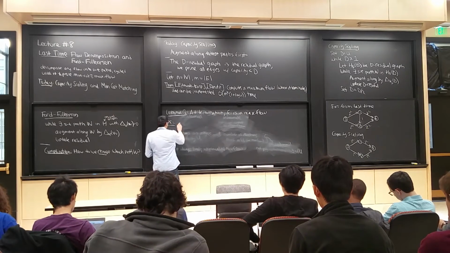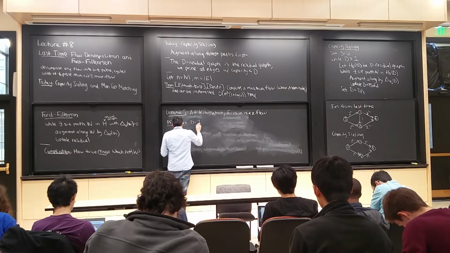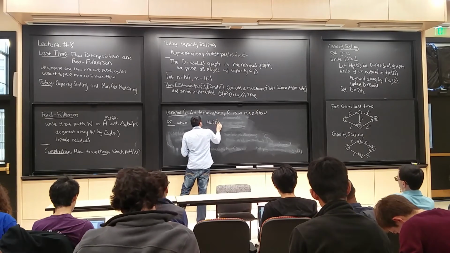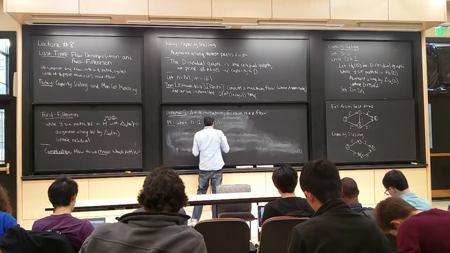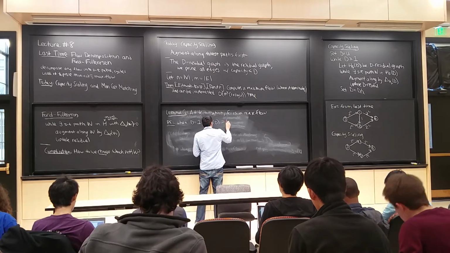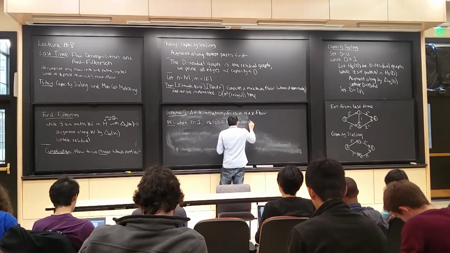Just to spell this out, when d equals 1, the d-residual graph, where we've pruned out all of the edges whose capacity is less than d, is nothing more than the residual graph to begin with.